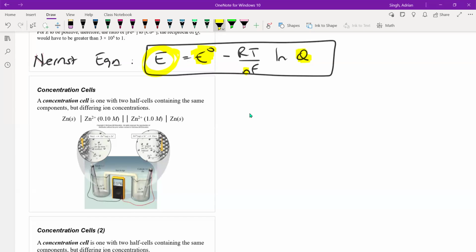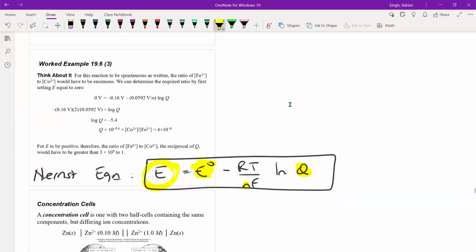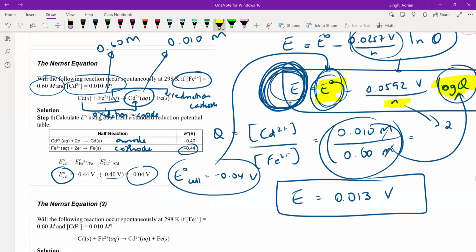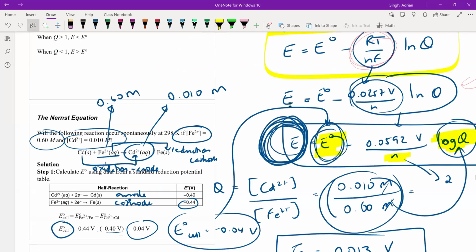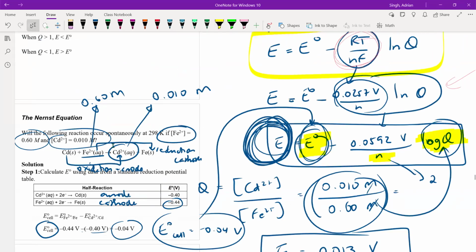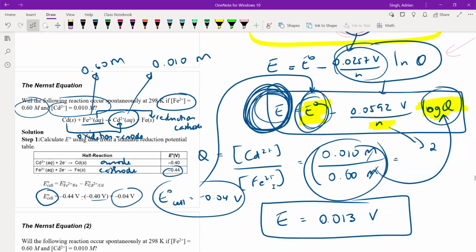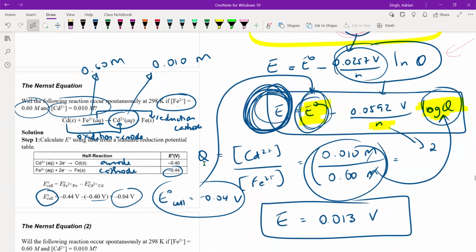Now, the examples that we looked at were where we had two different half cells that had different elements, different types of electrodes in it. So we had a zinc and a copper, or a silver and a cadmium. In all of the examples that we looked at, Q, our reaction quotient, involved two different elements. So for example, the one that we did previously, the product here would be the cadmium concentration, and then the reactant would be the iron 2 plus concentration. We plug that into our reaction quotient Q.